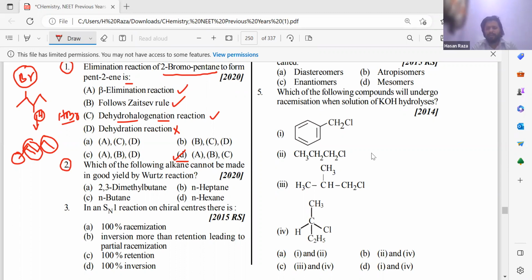It's very simple. See, whenever you are going to prepare an alkane from Wurtz reaction, the carbon number will be doubled. So if you have one carbon, it becomes two. If you have two carbons, it becomes four. That means whenever you prepare an alkane from the Wurtz reaction, you will get an even number of carbons. So you cannot prepare heptane, which has seven carbons. So the answer is B.